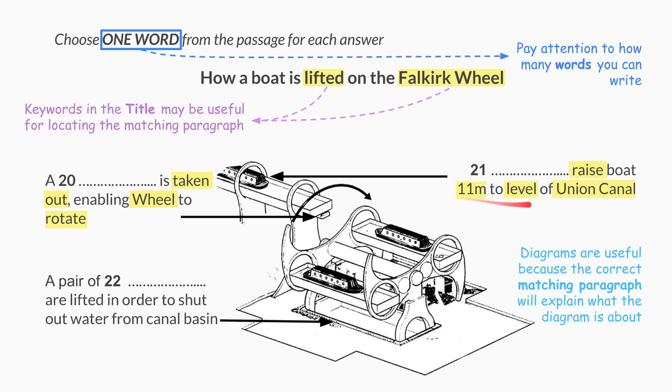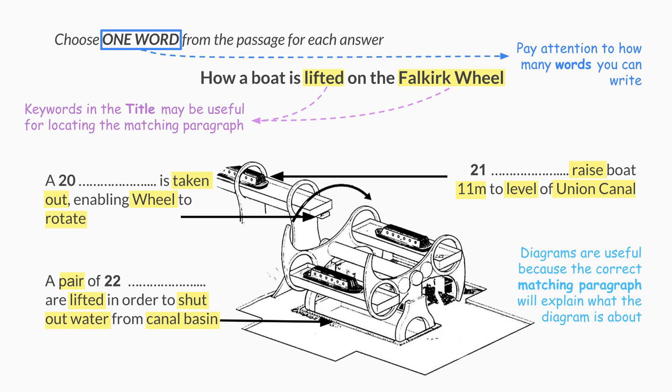Now here we have much better keywords. Here we have the number 11 meters, and here we have a proper noun, Union Canal. I've also marked these other keywords like raise and level. Those can be helpful, but I'm not going to be looking for these ones as much as I'm going to be looking for these ones, the number and the proper noun. Finally, for question number 22, we have the keywords pair, lifted, shut out, water, and canal basin.